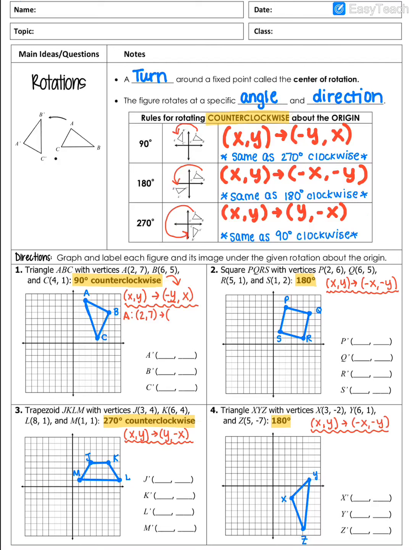I am going to flip-flop my x and y. So I flip-flop those two numbers. And then that first number has to change signs. So the 7 needs to change signs. Since it's positive, it's going to become negative. And so that is my new point for A prime, (-7, 2). It really is that simple.